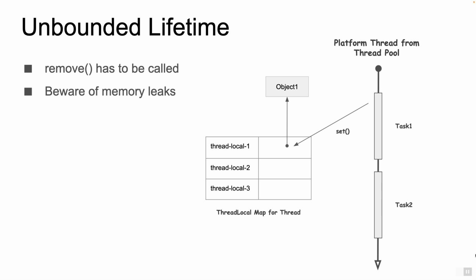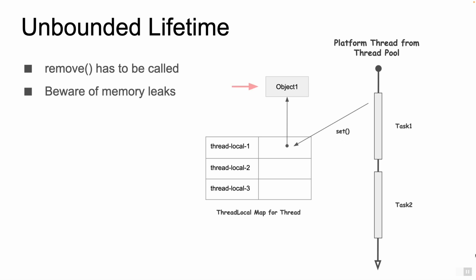So let's say you're using a thread pool, obviously with platform threads. If you look at an individual thread inside the pool, it's running different tasks continuously. You see in the diagram task 1 and task 2 submitted by other threads. Task 1 sets a thread local right over here. What happens when the developer forgets to call remove at the end of task 1?